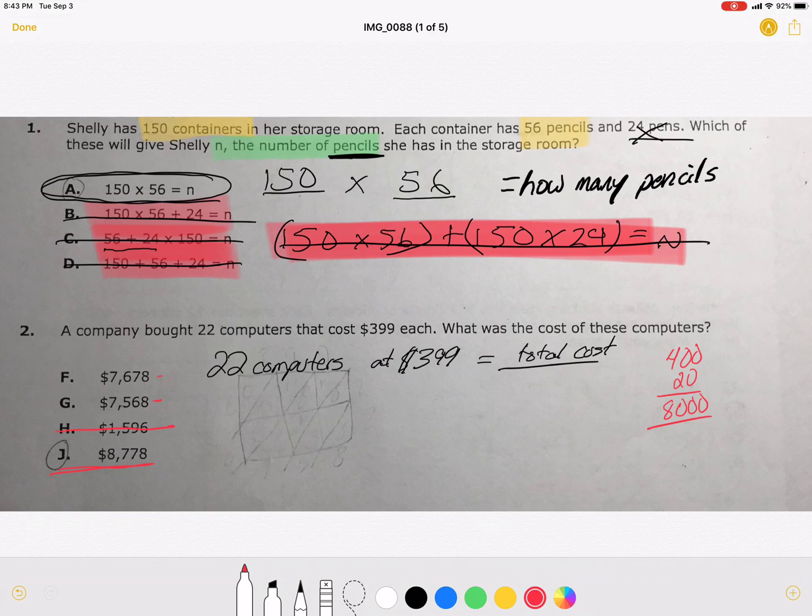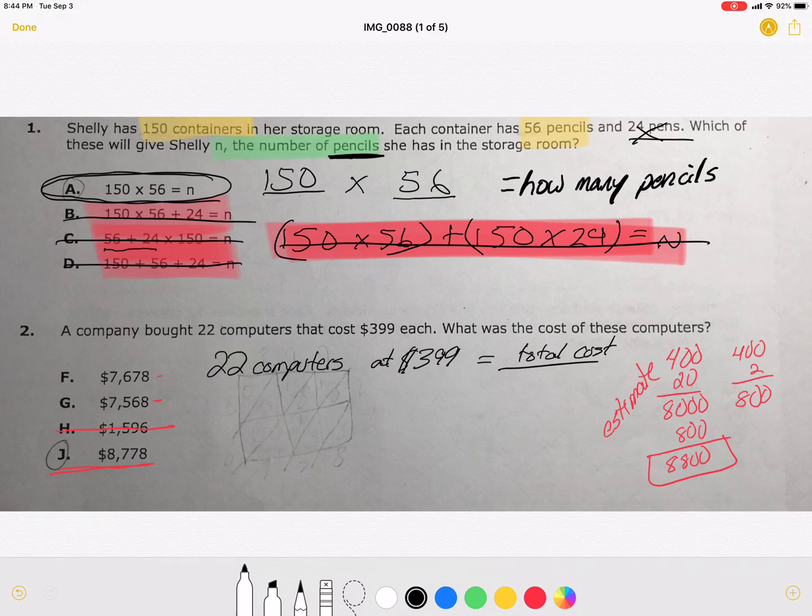This is probably our solution. Because if we had added another 800 here, we'd know that our estimate came to 8,800. So that's probably going to be our answer here, the 8,778. But let's go ahead and do it correctly.